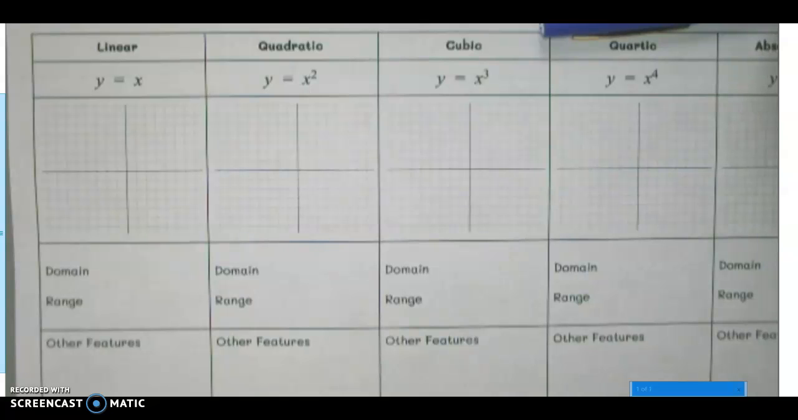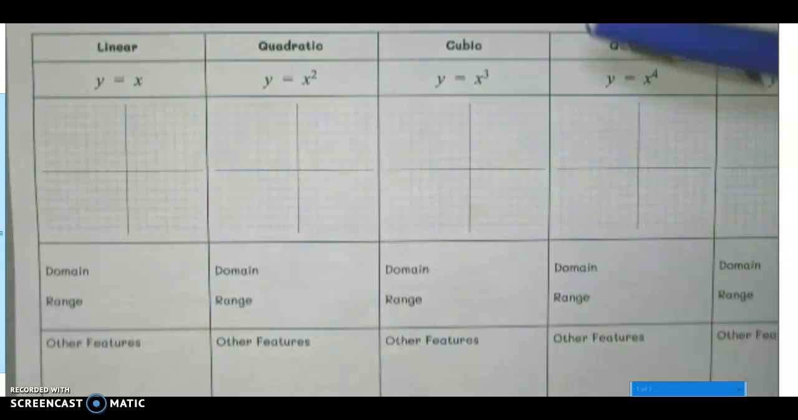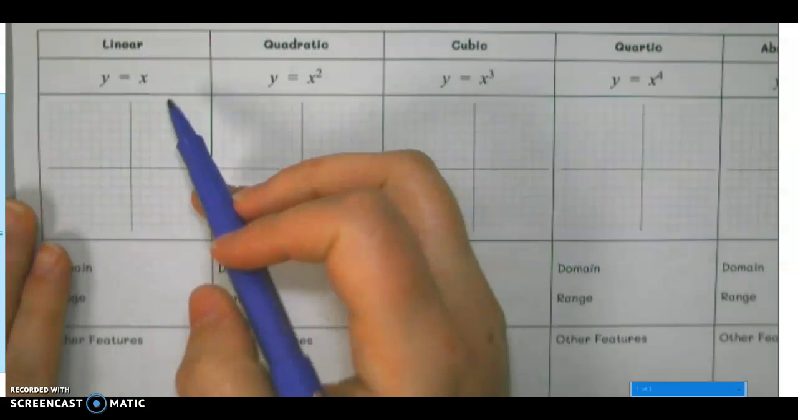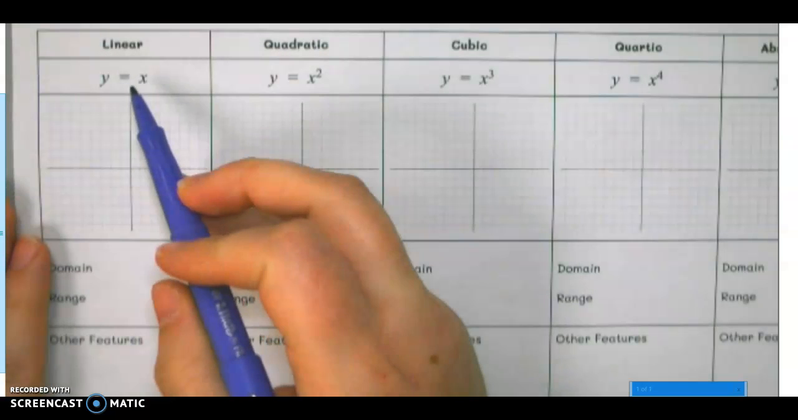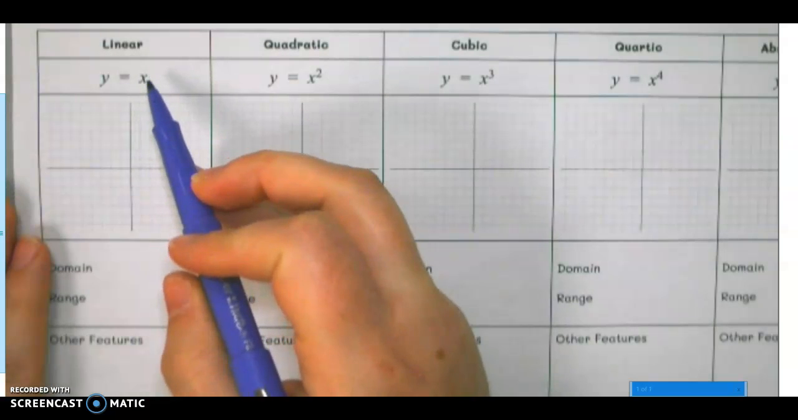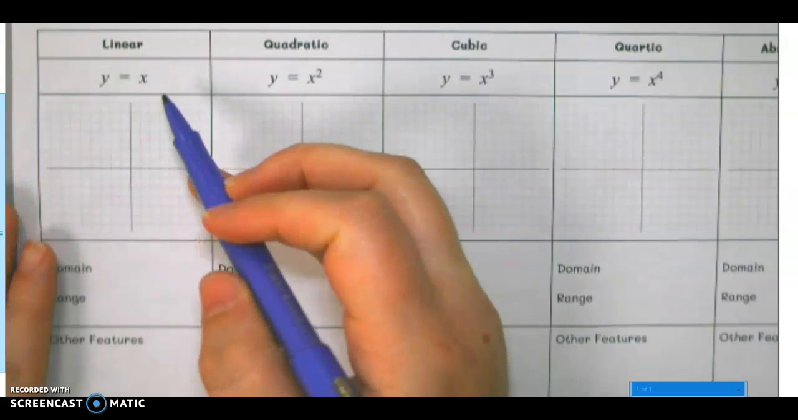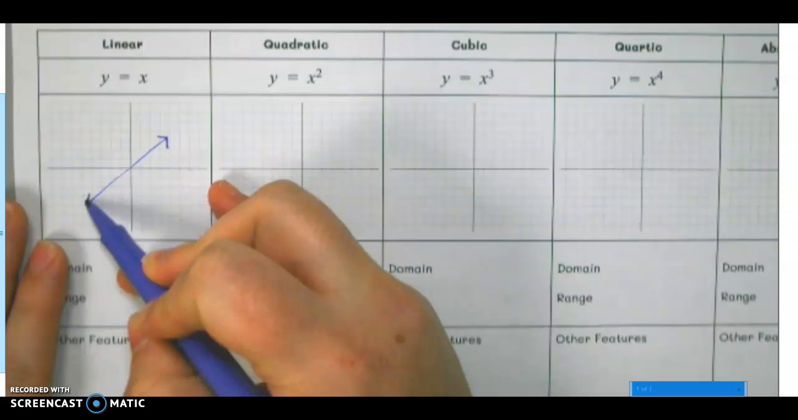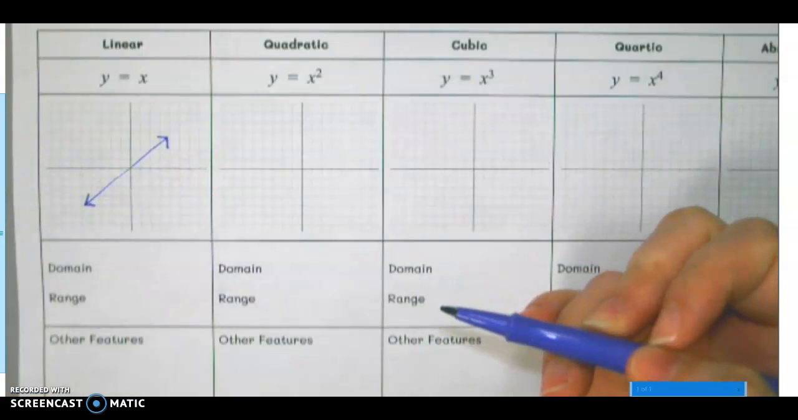Hi guys, in this video we're going to go over the different types of functions that we will see in Math 3. Some of them should be very familiar to you, like linear. A linear function is when the degree is 1, which means it usually looks like y equals mx plus b. So a linear function you should be able to identify pretty easily from the graph.